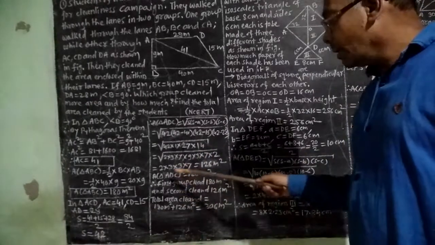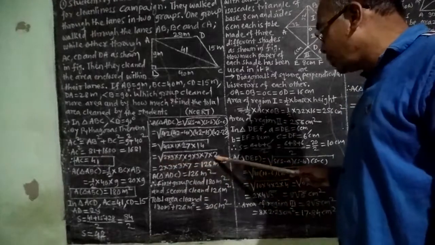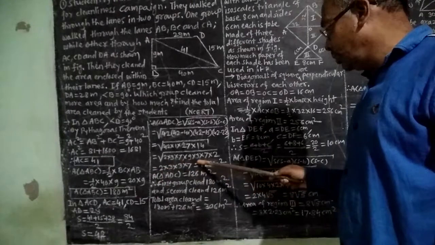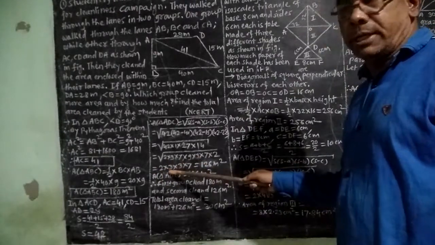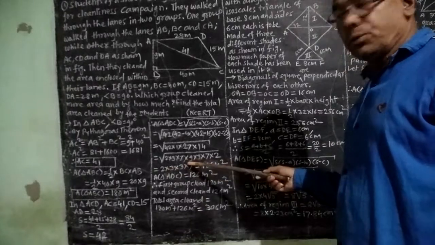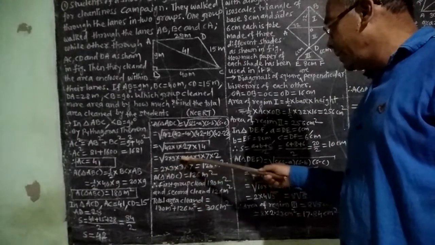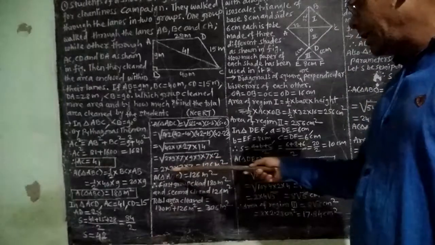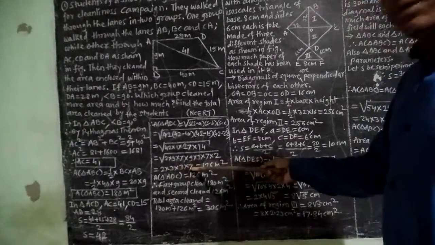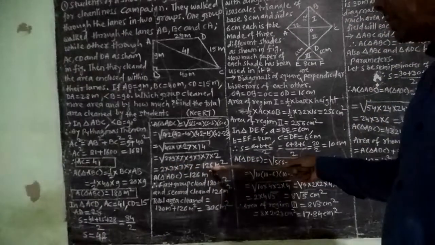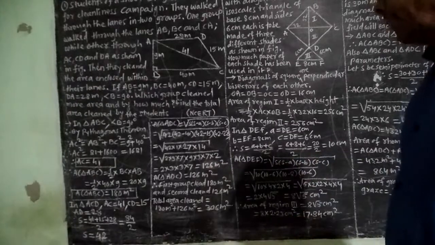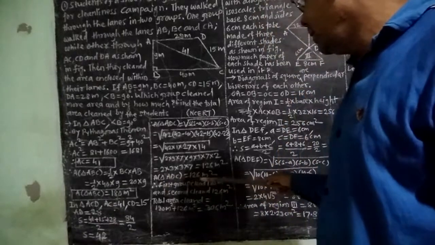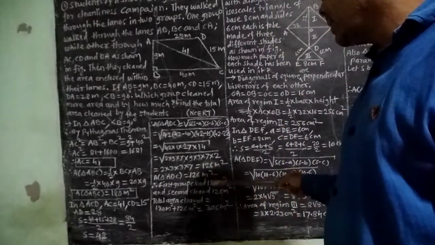Here 2 and 2, 2 twos are 4, so square root of 4 is 2. Here 3 into 3 is 9, square root of 9 is 3. Again 9 is there, so square root of 9 is again 3. 7 sevens are 49, so square root of 49 is 7. And if we multiply 2 into 3 into 3 into 7, we will get the product 126 meter square. So area of triangle ADC we got here is 126 meter square.